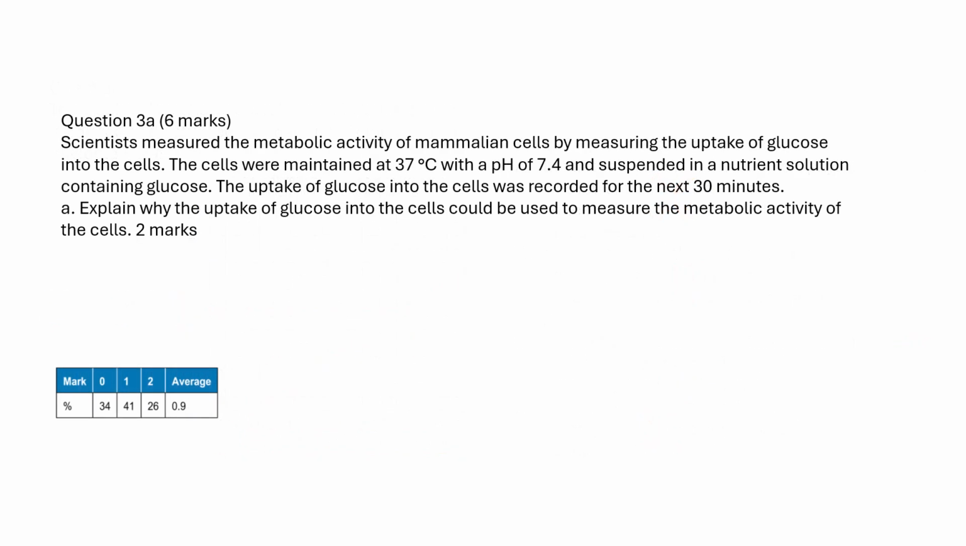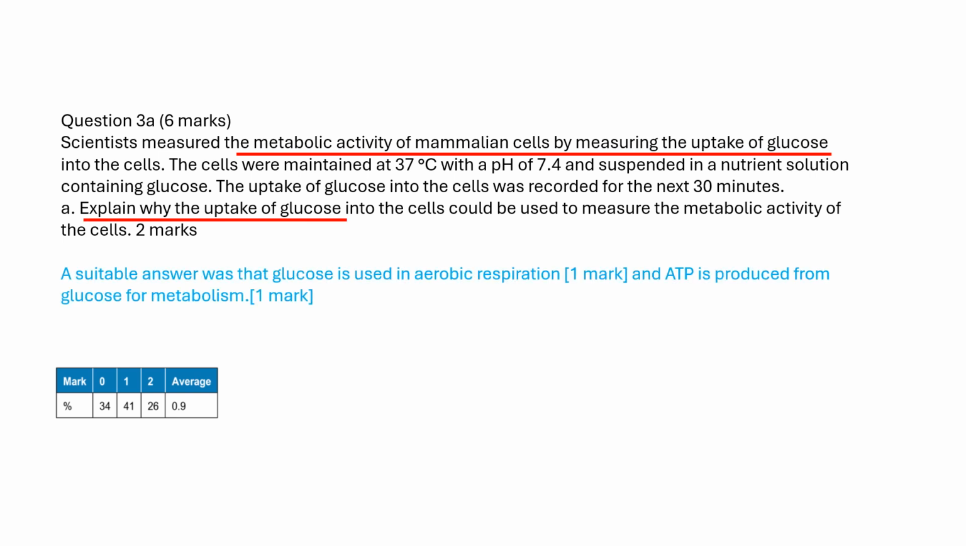The metabolic activity of mammalian cells is measured with the uptake of glucose into the cells. Explain why the uptake of glucose into the cells could be used to measure the metabolic activity of the cells. The glucose is used in aerobic respiration, and ATP is produced from glucose for metabolism.